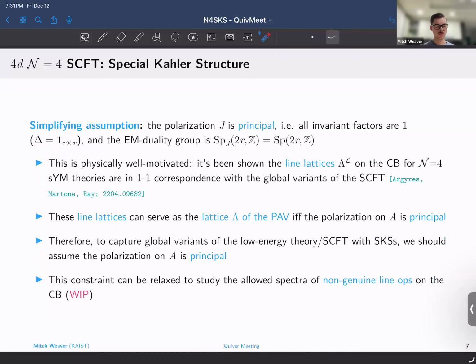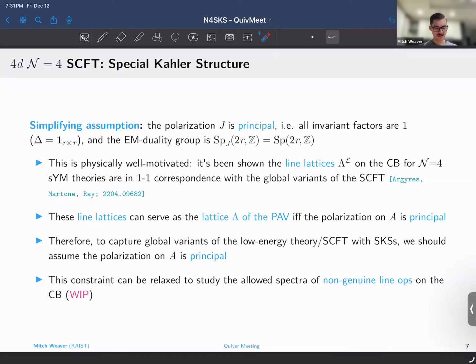And we're going to make one more simplifying assumption, which is we're going to assume that the polarization of the special Kahler structures that we're going to classify here is principal. And this just means that all the invariant factors are 1, so this matrix delta is just actually the identity matrix, and the EM duality group just becomes the usual symplectic group, defining the corresponding classical Lie algebra.